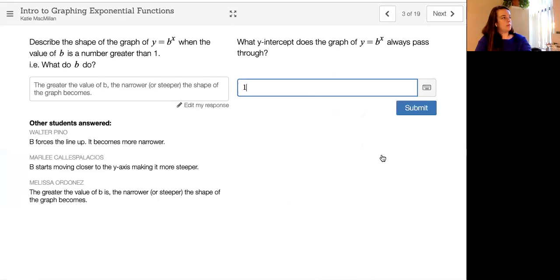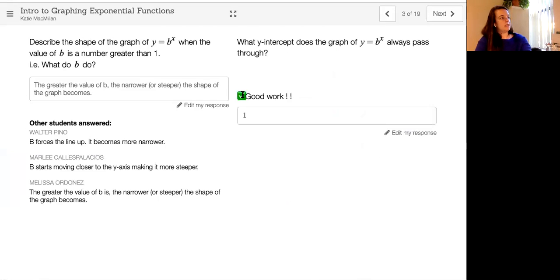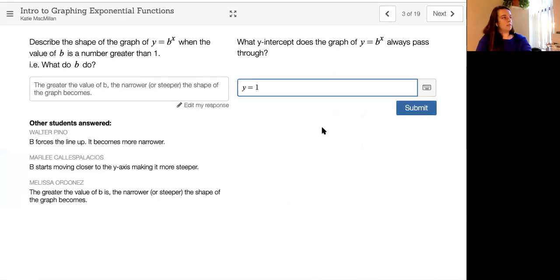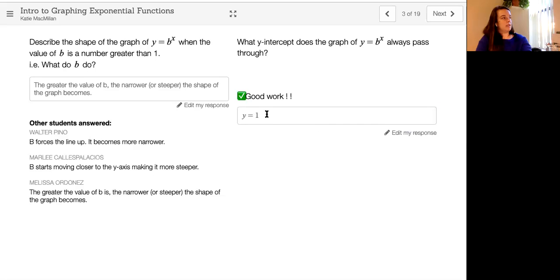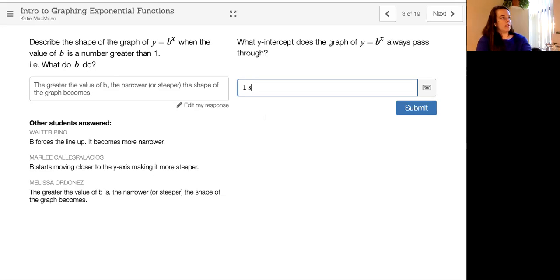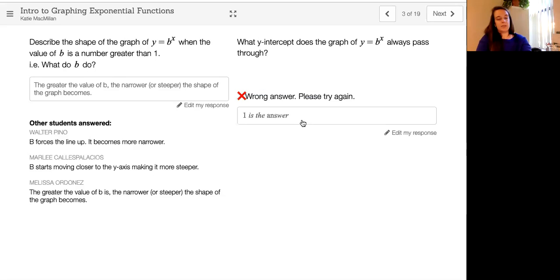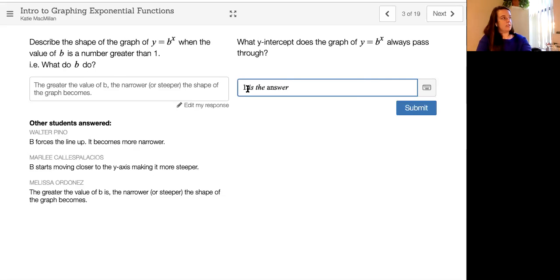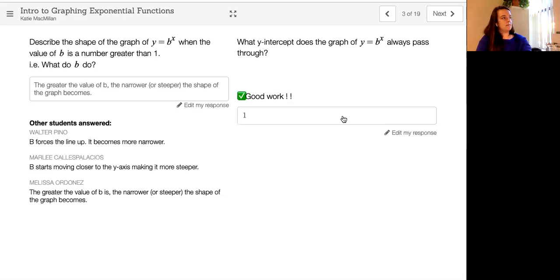You should have a 1 here, and you press submit. You should see something that says good work if you got the right answer. Right? If you typed something else like y equals 1, you'll see the same thing. If you typed y is the answer, it will tell you what's wrong, because it's looking for just a number answer.